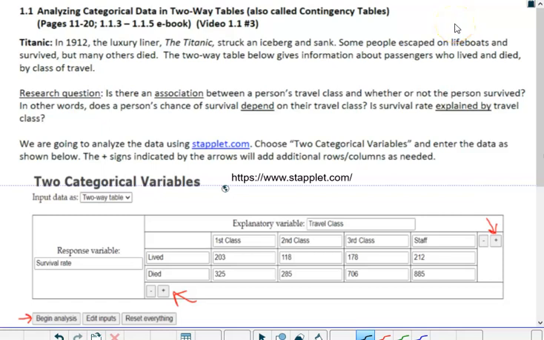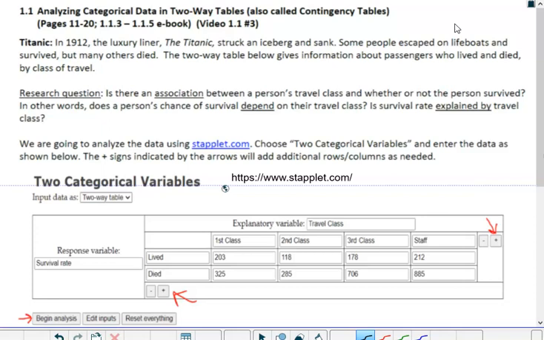It's a lot more interesting when two variables are being compared to see if there's an association between the variables. So we're going to look at a real-life example using the Titanic. In 1912, the luxury liner, the Titanic, struck an iceberg and sank. Some people escaped on lifeboats and survived, but many others died. The two-way table below gives information about passengers who lived and died, separated by class of travel.